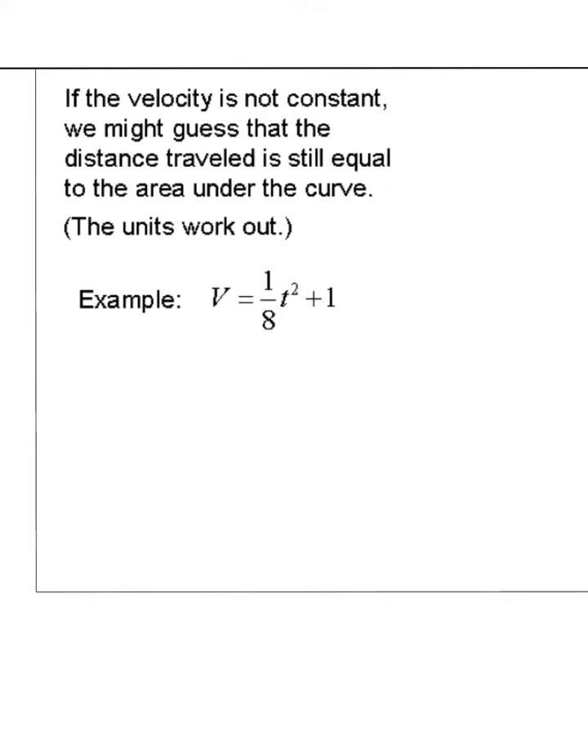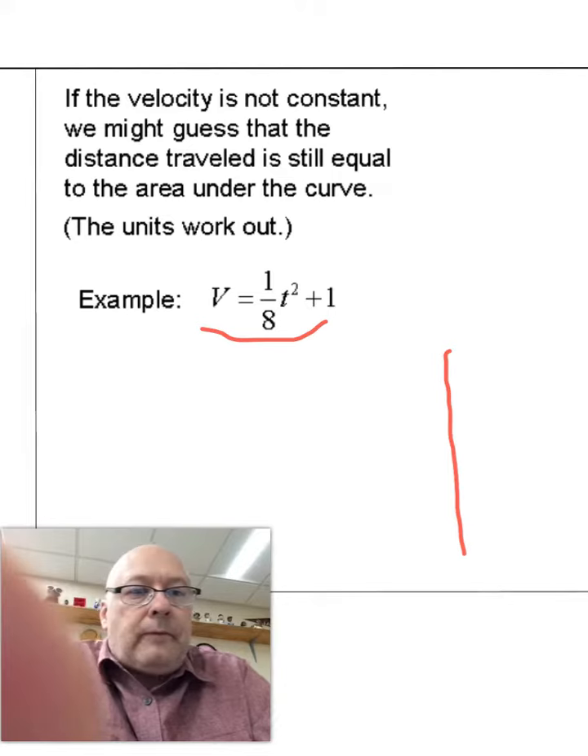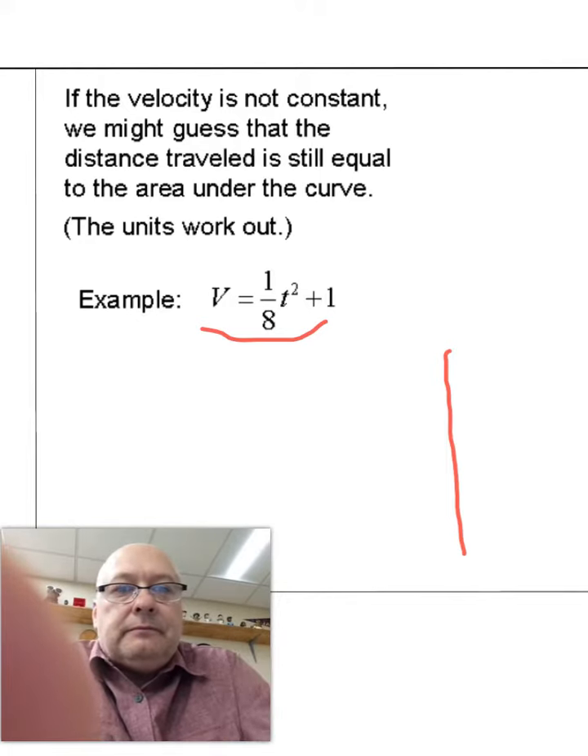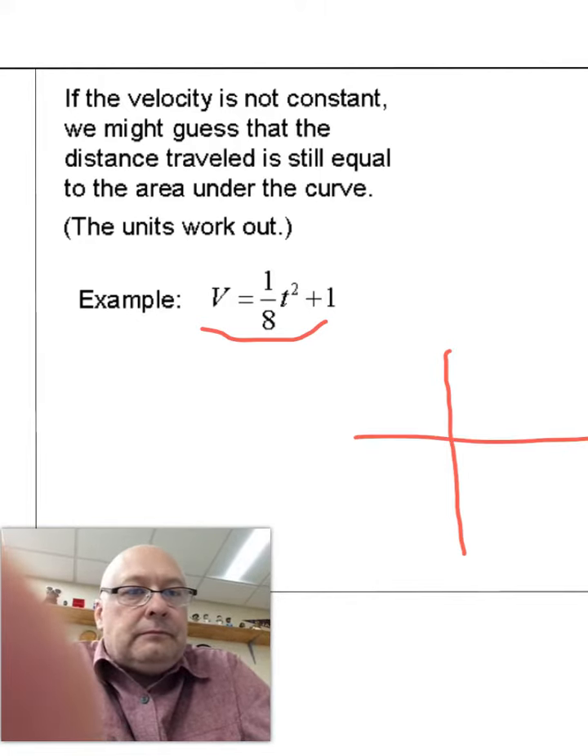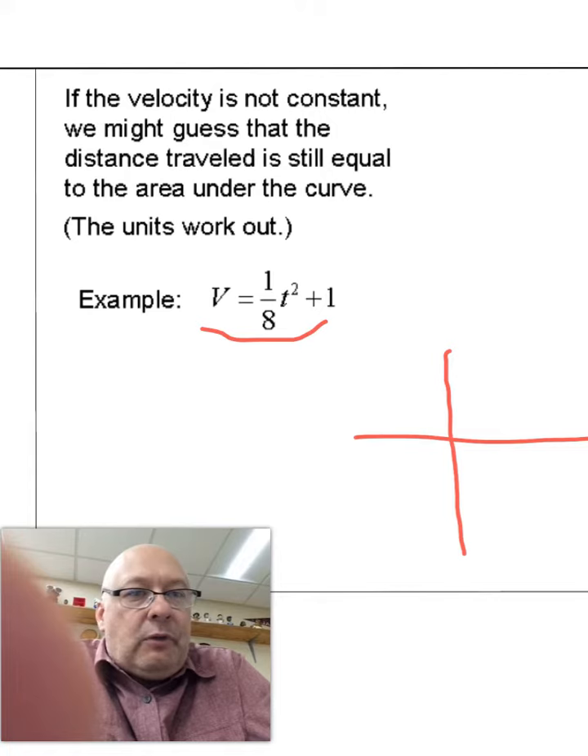So for this one, if the velocity is not constant, you might have a function where the velocity equals 1/8 t squared plus 1. Well, I know that's a parabola. On a regular sketch of a graph, I know that the y-intercept, if I plug in 0, is 1, and I know it's a parabola. I don't really know how thin it is, something like this.